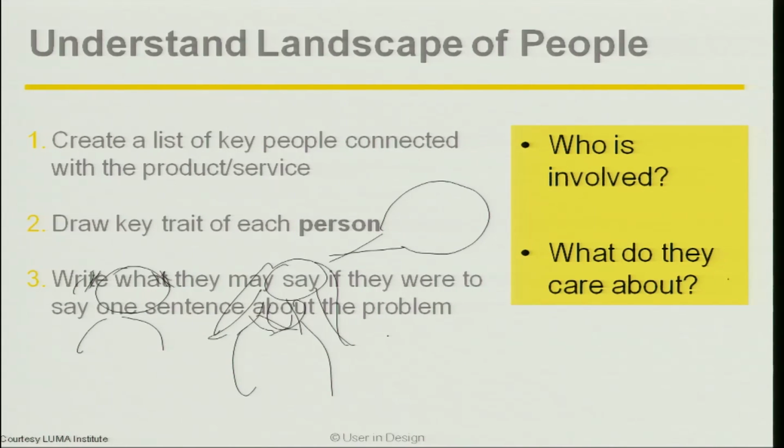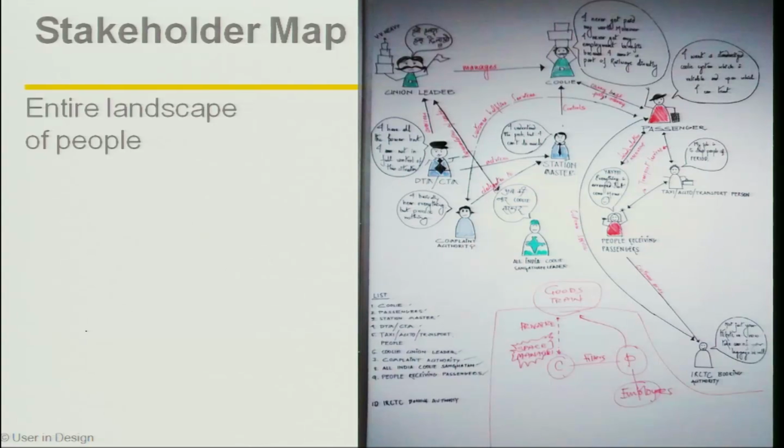So first is create the list of key people, draw a trait of each person, and then write what they may say if they were to say one sentence about the problem, right? And we call this a stakeholder map, which is the entire landscape of people, right? Now, this is a stakeholder map that was created for a project in which we were trying to define a reliable system for coolies and passengers in railway stations, right?